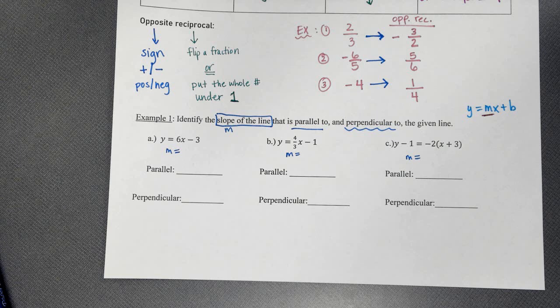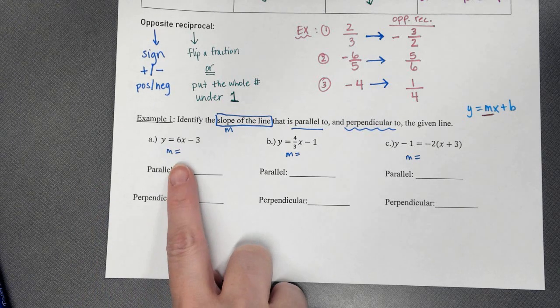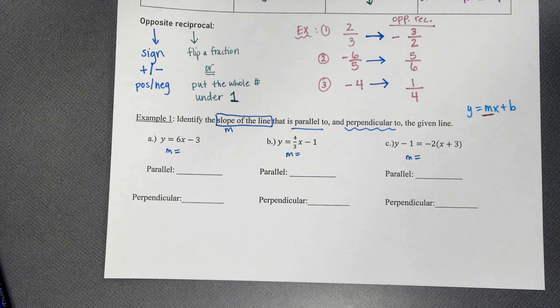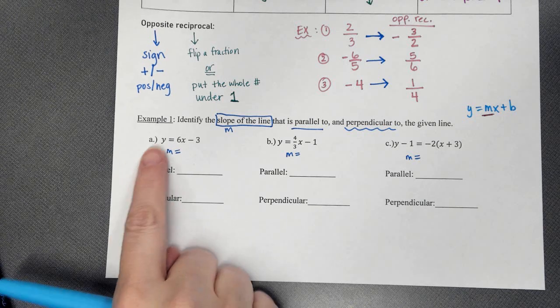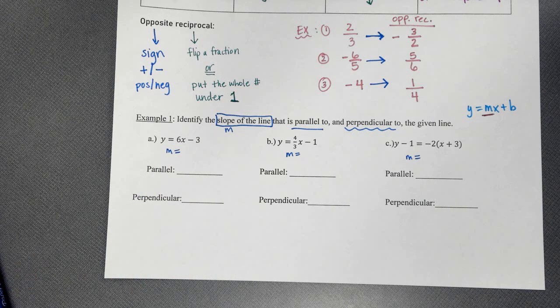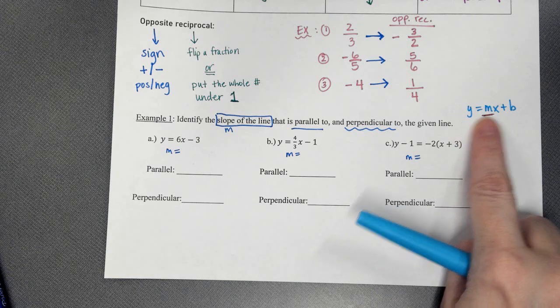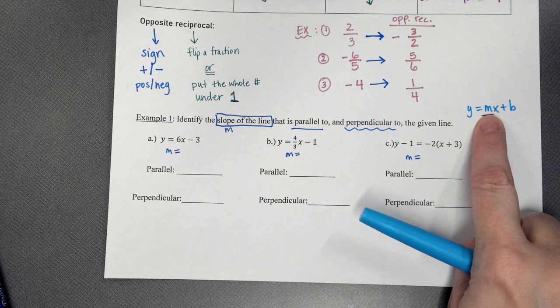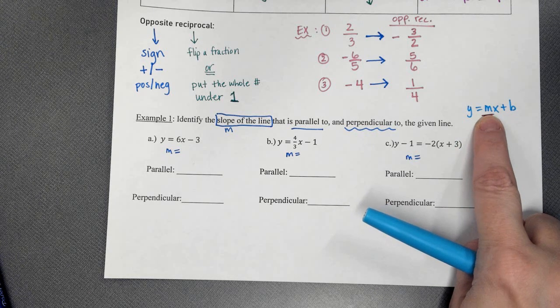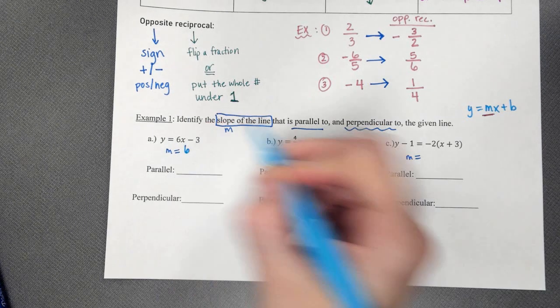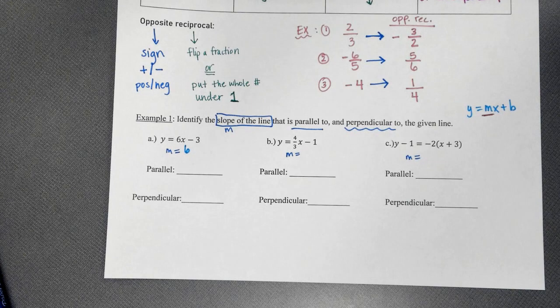Okay, so then for A, Stacy, will you tell me what your M value is? So just what's your slope of this line? Or if you're not sure, tell me, I can help you. If it's in this form, y equals mx plus b, the M value will always be in front of your x. So it's 6, yeah? Okay, so your M value is 6.